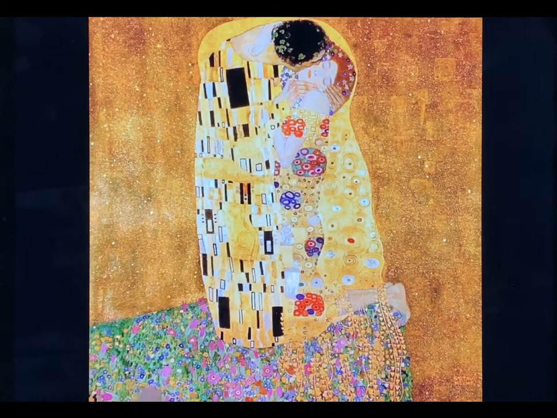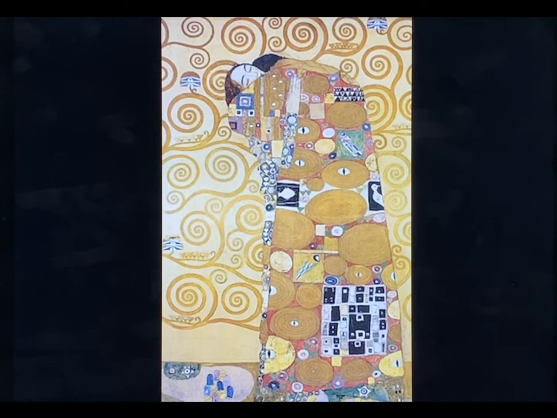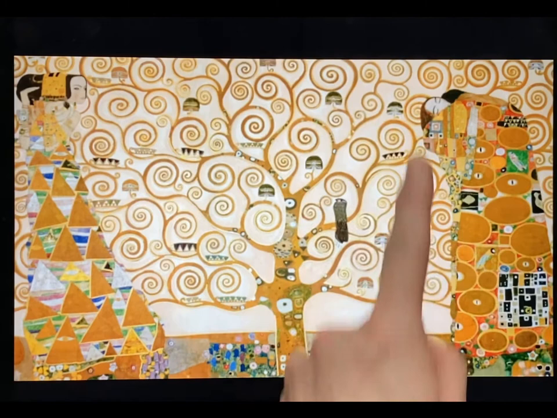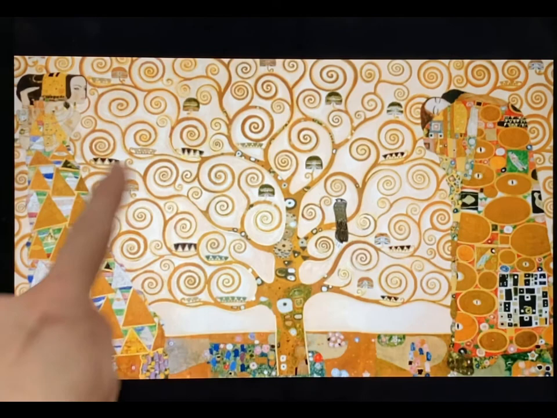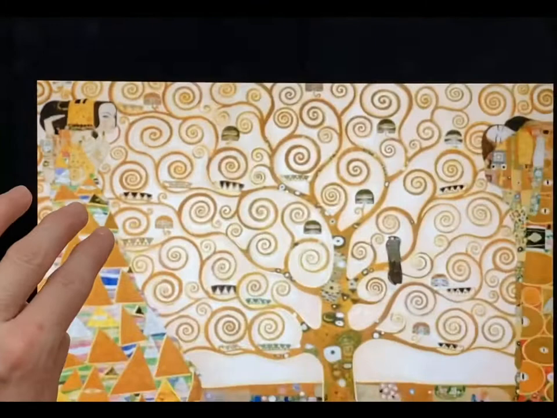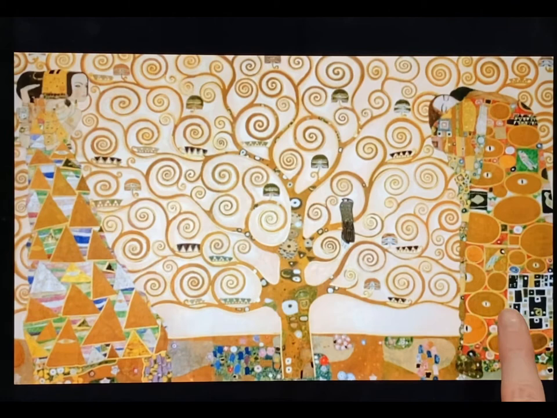And here is another embrace, kind of like a hug. And all of the people that he has are always wearing these long robes with pattern on it. And this is actually part of a mural. The bigger mural is right here. And there's that couple that we just saw. And this one is actually called the Tree of Life. And you can see all the swirling patterns in the trees. And here's a woman over here who's watching and looking. And she's wearing a triangular pattern on hers, and they're wearing a circular pattern on theirs.